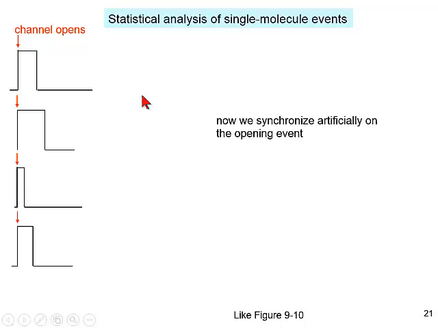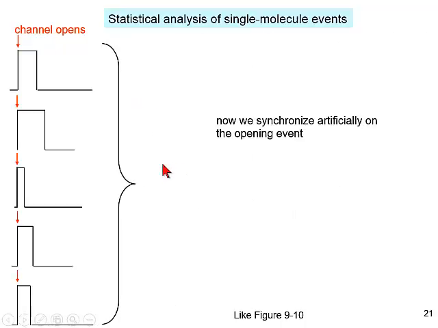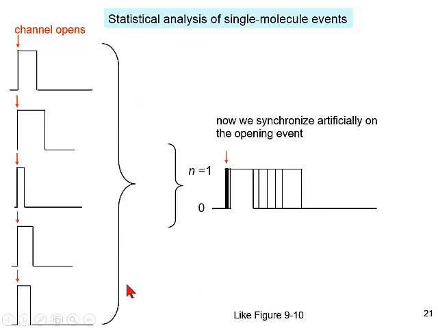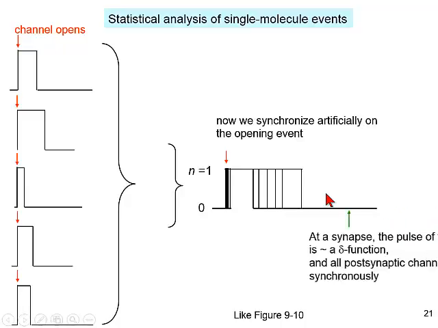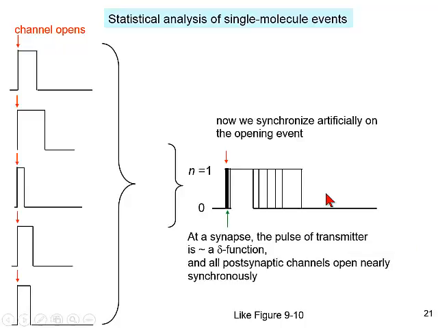Now, the next thing that we do is to take all of these artificially synchronized channels and we line them up overlapping each other. And since we didn't get it exactly right, there's a little bit of jitter on the rising phase, but there's much more variation on the falling phase, which is how long channels remain open. And so, in fact, what I've done here is to show you a single channel or many single channels recorded with time.